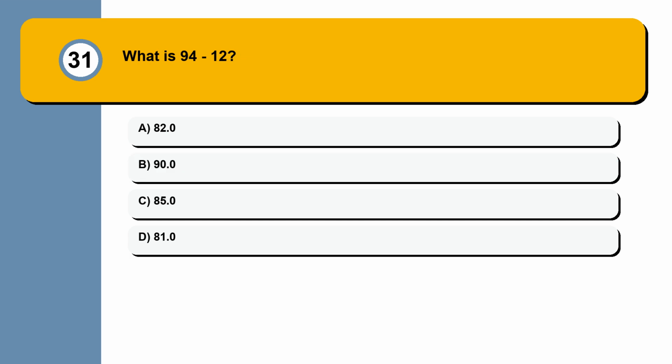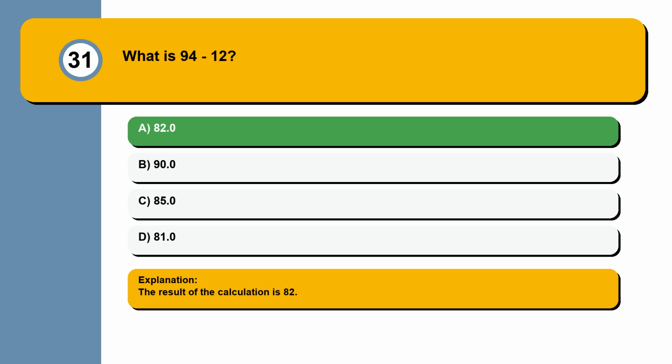Question 31. What is 94 to 12? 82, 90, 85, 81. The result of the calculation is 82.